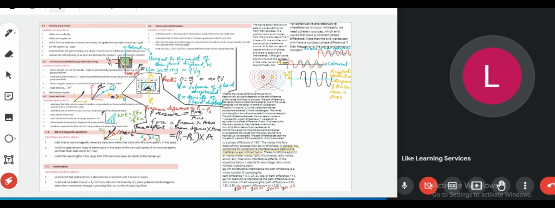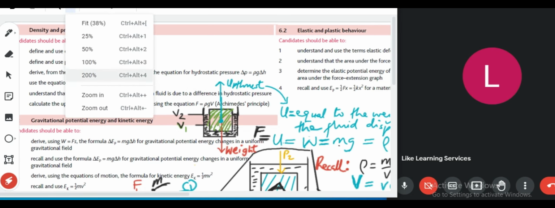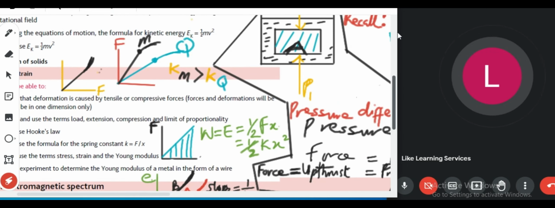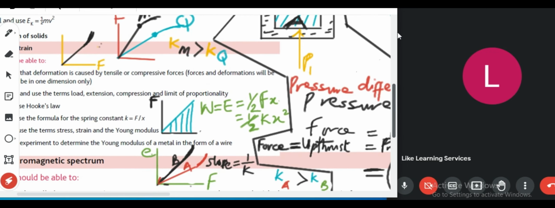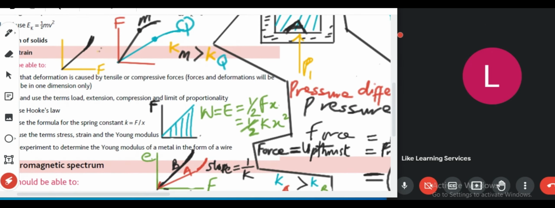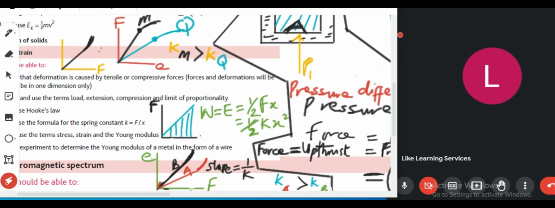Alright, but I want us to notice some important features of the graph. I want to review both so that we can compare. Let's see a graph of F plotted against extension. You see, when we take the slope, it gives us directly the spring constant.